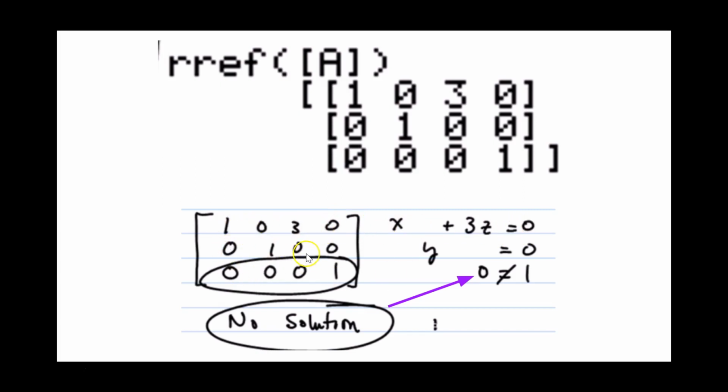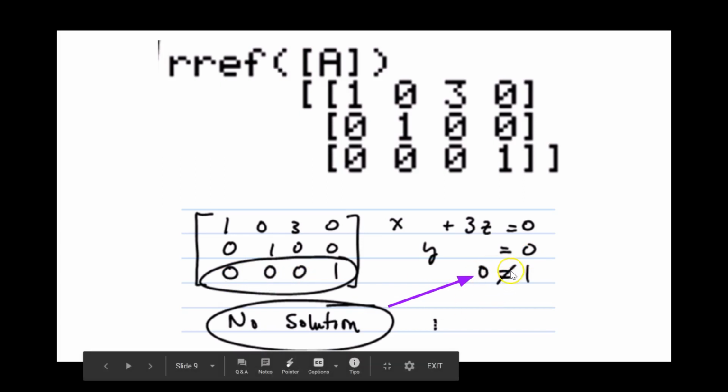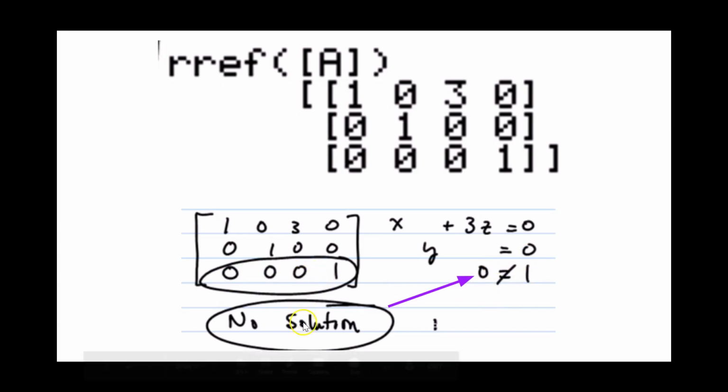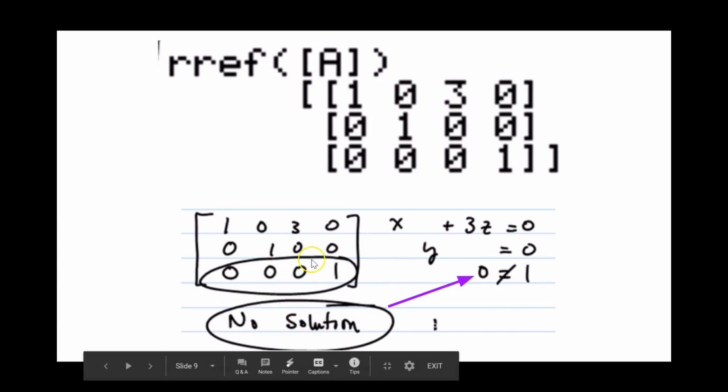There's no X, there's no Z, so Y is equal to 0 for this one. And then down here, there is no X, Y, and Z, so we have 0 is not equal to 1. That's not possible. This is no solution. So this is an example of what a no solution looks like in your calculator.